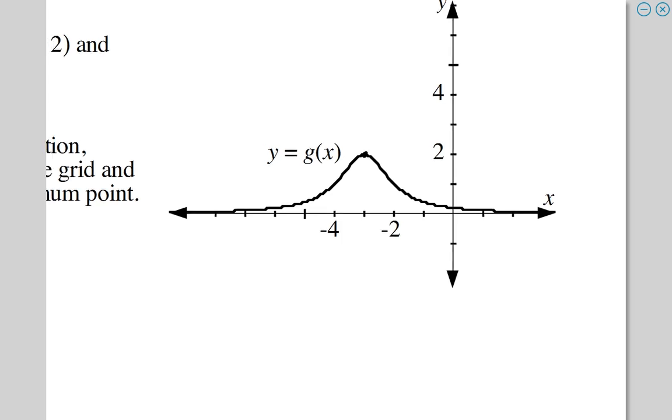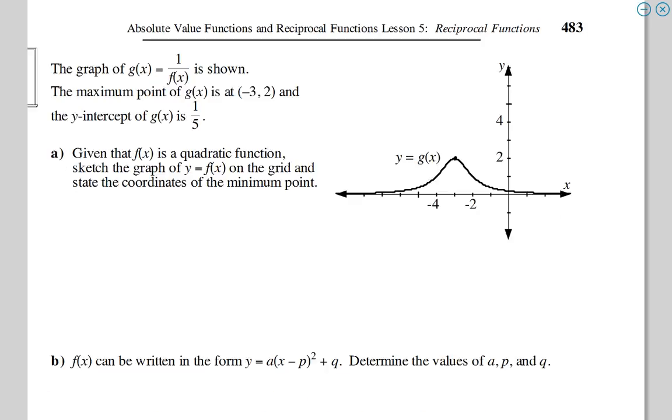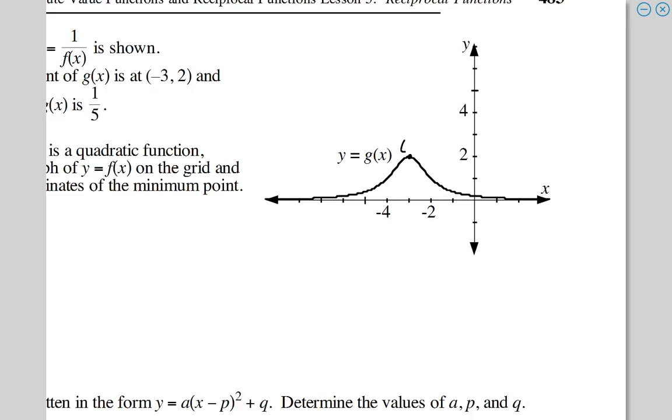So this spot here on the graph, the maximum point is -3, 2. So where should that be on the original? -3, 1/2, because it's just reciprocal. Reciprocal of the reciprocal, right? So we should have a spot right in here.